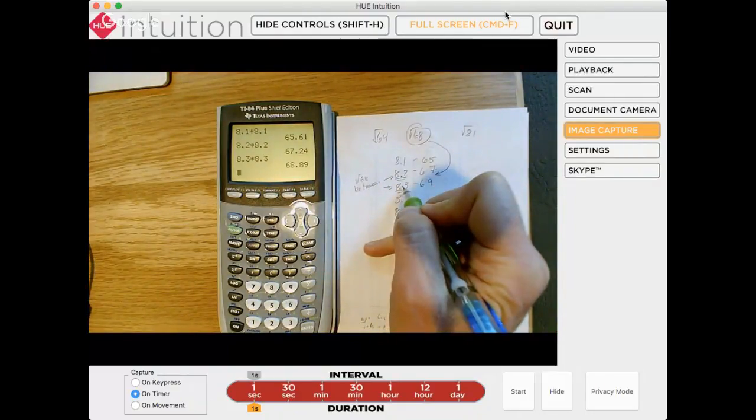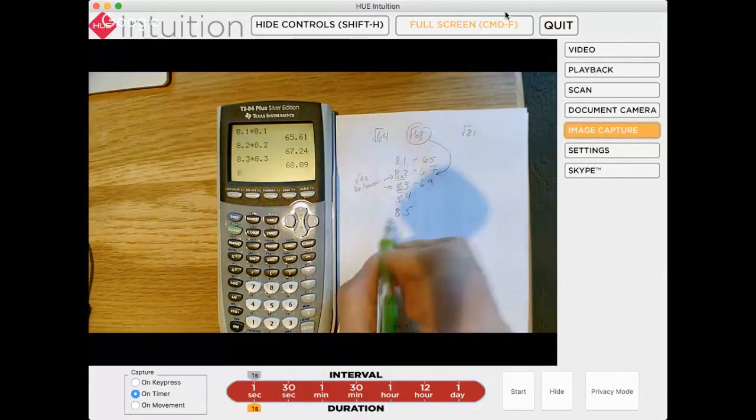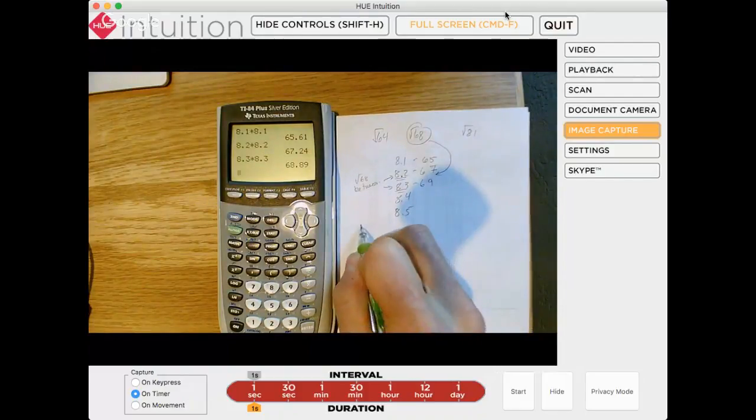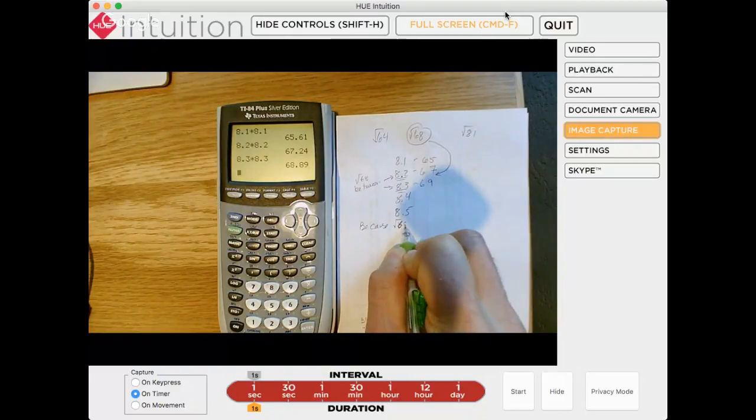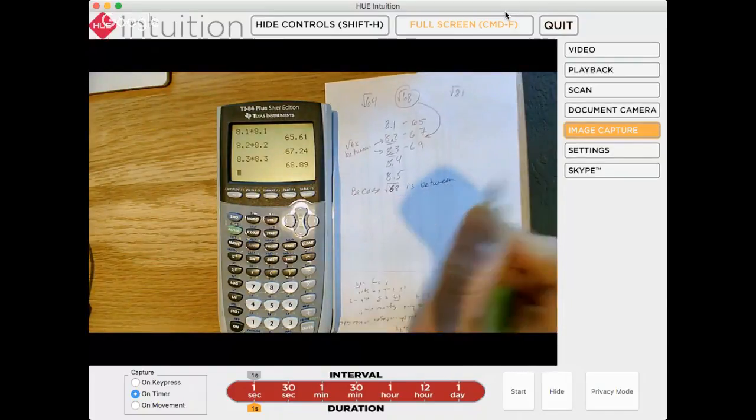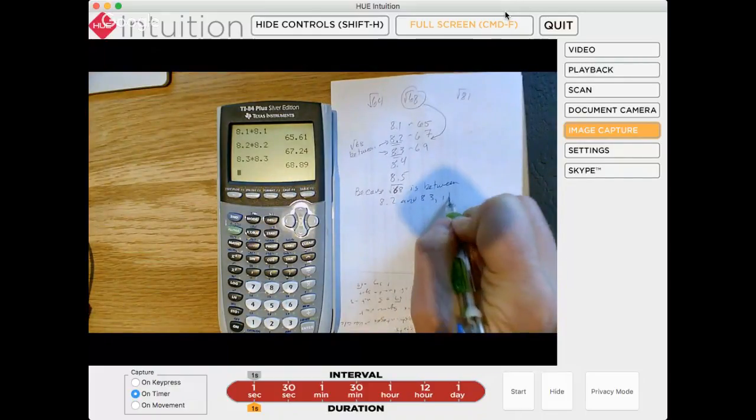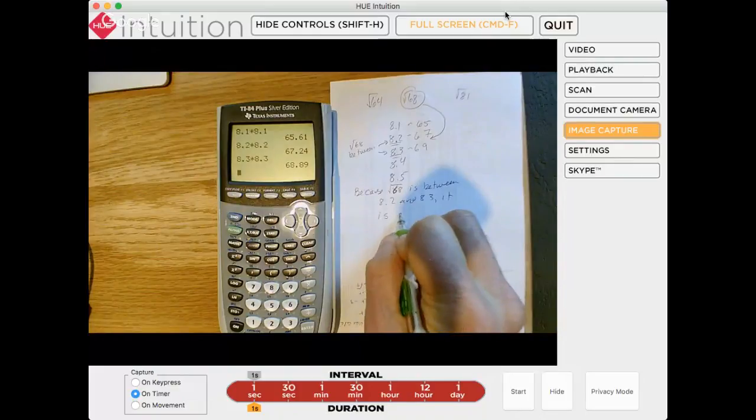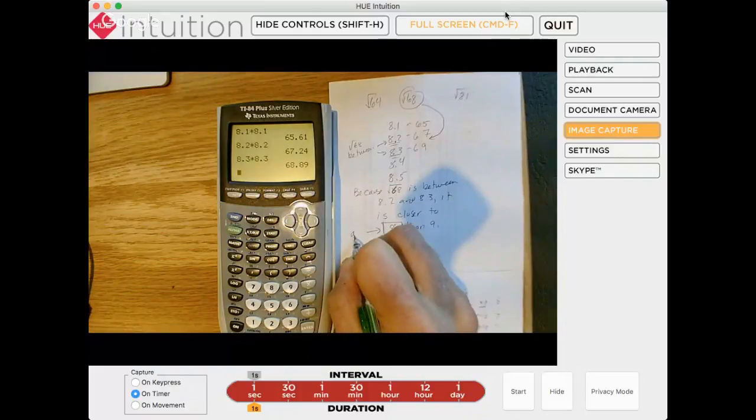So that means that the square root of 68 has to be closer to 8 than 9. So because the square root of 68 is between 8.2 and 8.3, it is closer to 8 than 9. So 8 is my answer.